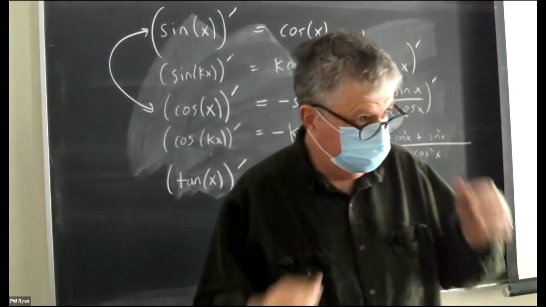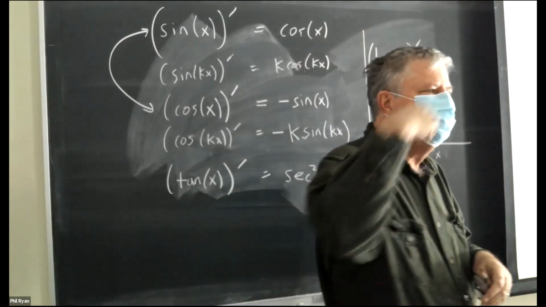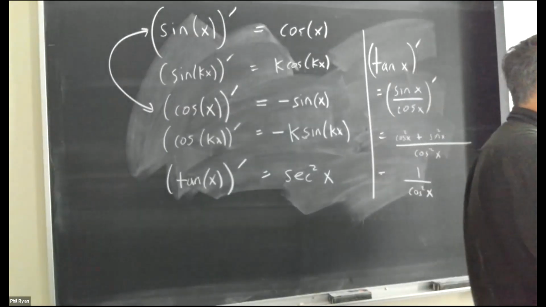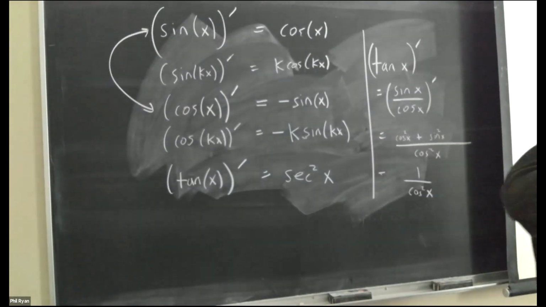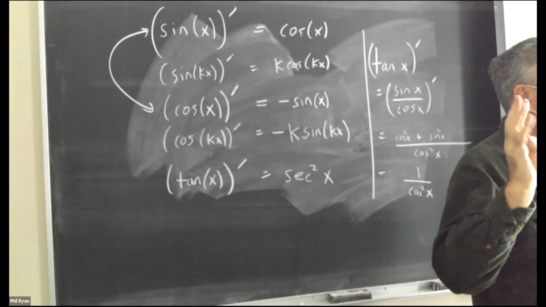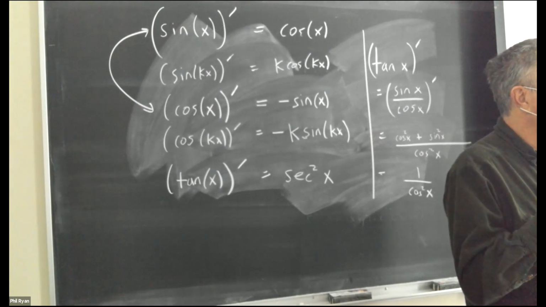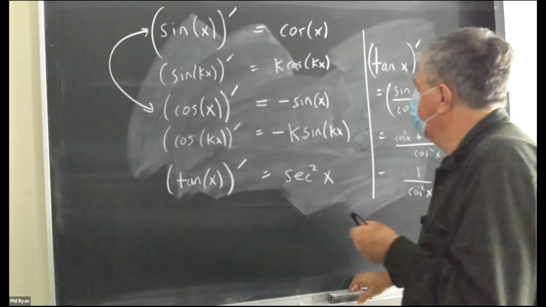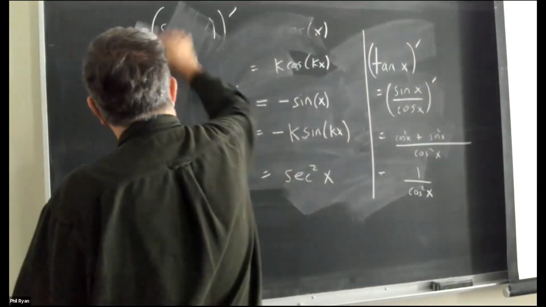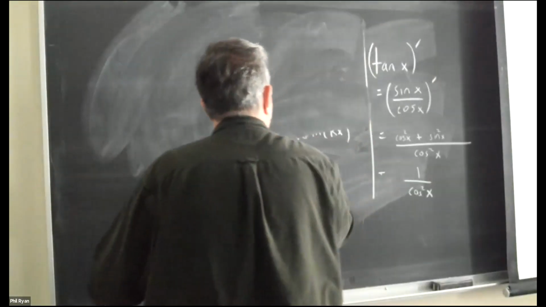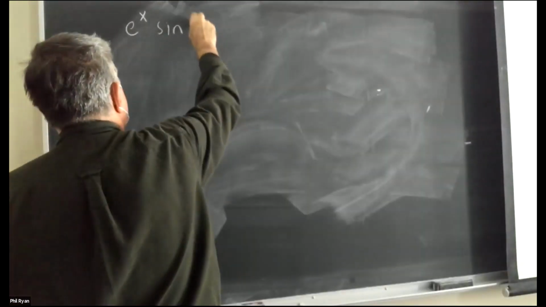Okay, and so it's just more added to the machine, right? So now you really can differentiate any sort of complicated looking thing I can give you. You can break it down and figure out what it is. So let's just do an example of a couple. Let's do e to the x times sine x.